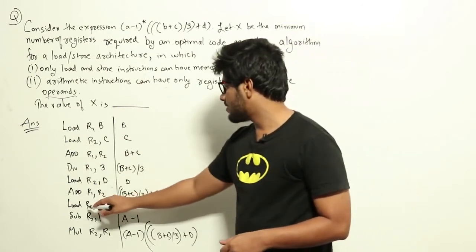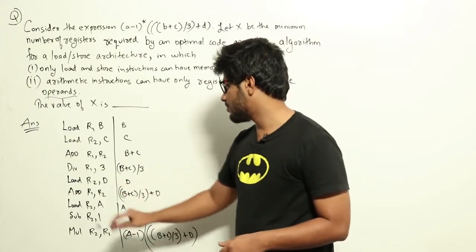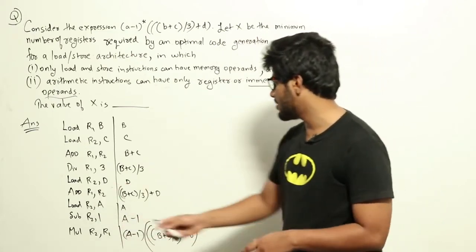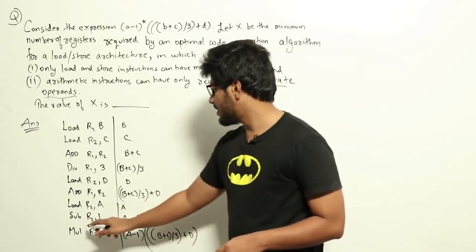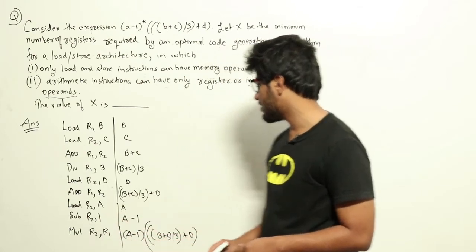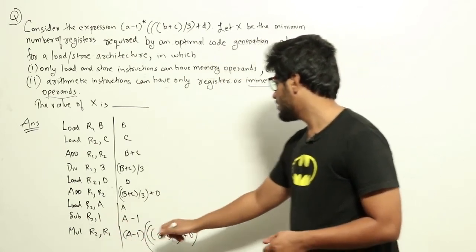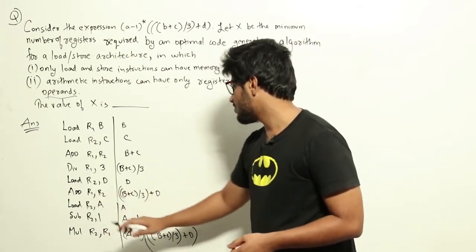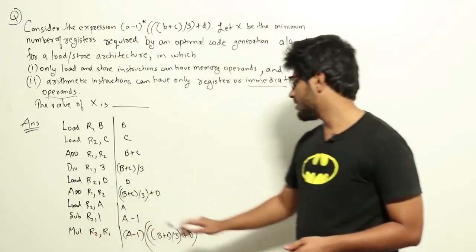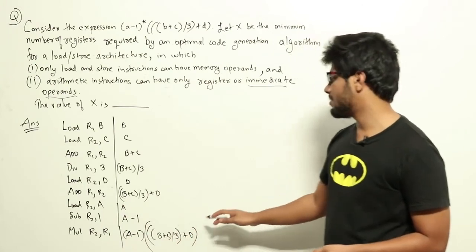Now we load A to R2. After that we are doing subtract R2, 1. So R2 becomes A minus 1. After that we are doing multiply R2, R1. So R1 and R2 will be multiplied and the result will be stored in R2. So R2 had A minus 1, R1 had B plus C by 3 plus D, so the total stored in R2 would be A minus 1 into B plus C by 3 plus D.